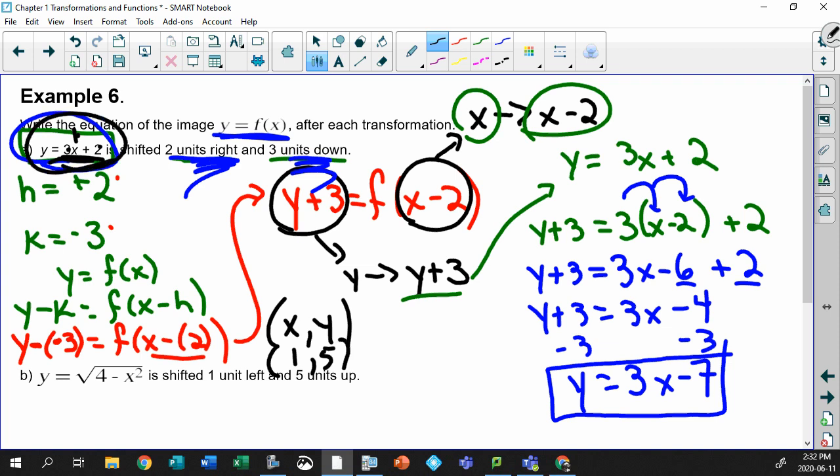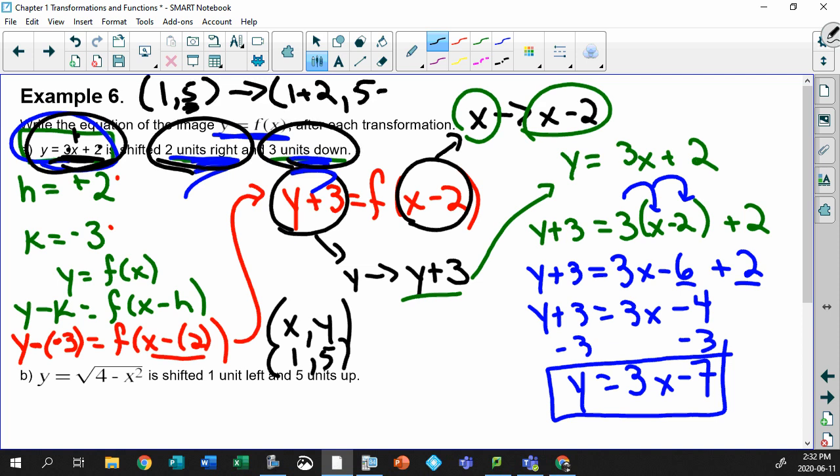Now, according to this, I'm going 2 to the right. So according to this, I am mapping this point 1, 5. I'm mapping it 2 to the right, so 1 plus 2. And the 5, I'm going 3 units down. 5 minus 3. So my new point, 1 plus 2 is 3, 5 minus 3 is got to give me 2. That's my new point. Let's prove that this point, 3, 2, actually works in the new equation.